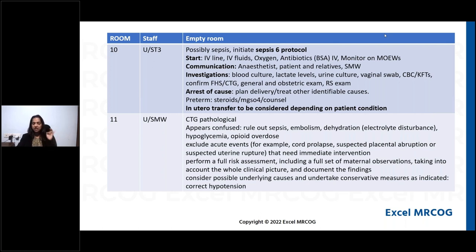And if the patient is in a stable condition, you think in utero transfer is possible for her, consider in utero transfer, depending on patient's condition. If the patient is not stable, not in a situation to be transferred, you deliver the patient here, transfer the baby ex utero. Understood? Is that clear?